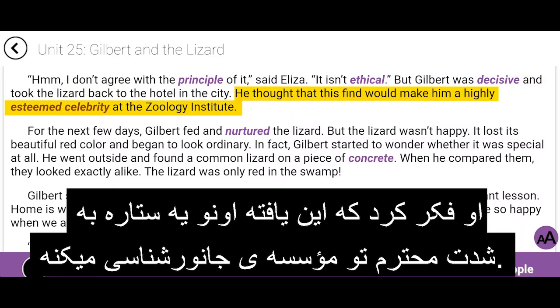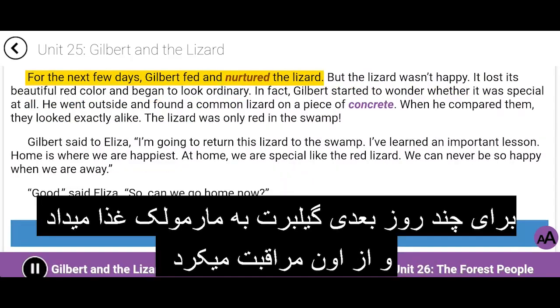He thought that this find would make him a highly esteemed celebrity at the Zoology Institute. For the next few days, Gilbert fed and nurtured the lizard.